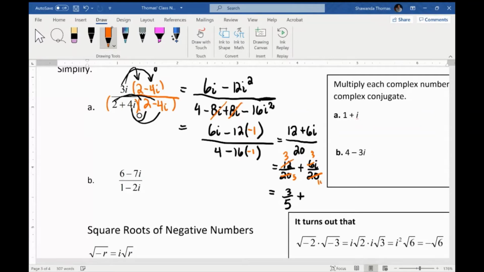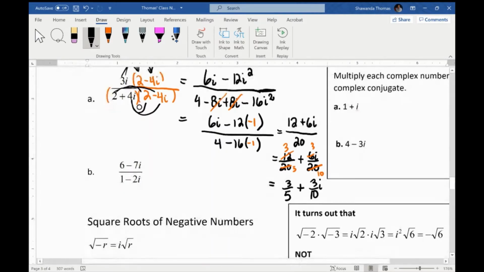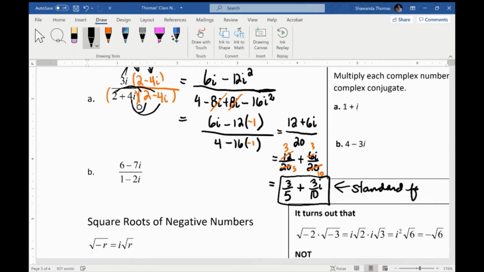All right. So we have 3 over 10. You can put the little i to the side of it, or if you want to put 3i over 10, it means the same thing. This is called the standard form, where it's split up. And we'll try for the most part to write our answer like that.